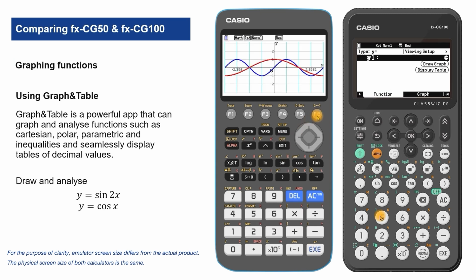To analyse the functions, the secondary function gsolve is used, which displays 5 types of analysis with more available by scrolling horizontally with F6.